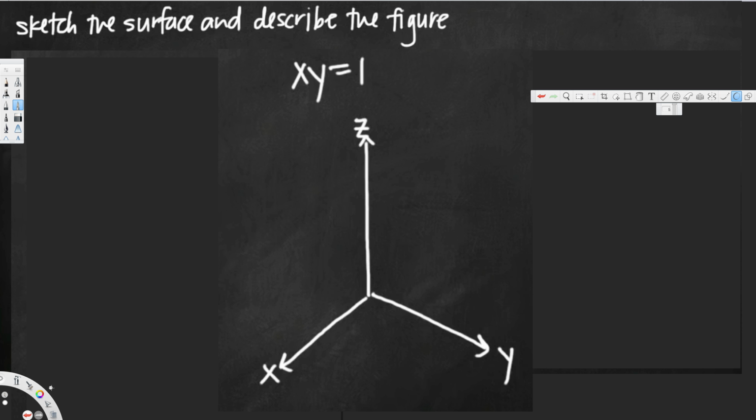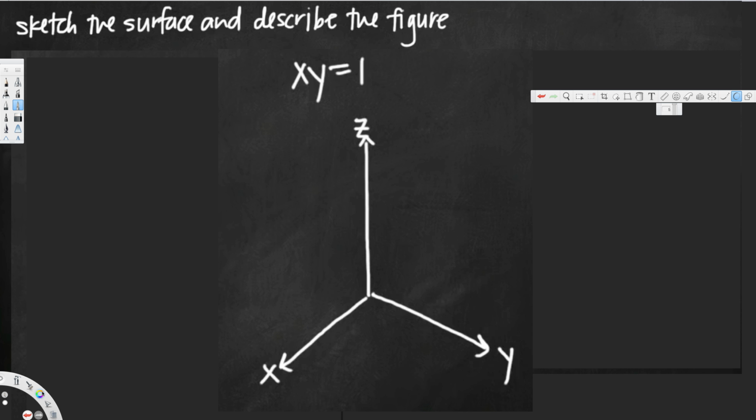What's going on, guys? In this video we are going to see how to sketch quadric surfaces. Here we have this equation, xy is equal to 1. If you notice, this is a positive one, and in order to have a positive value, x and y both have to be negative or both have to be positive. Only then can we get this value, right? From that we know that x and y must be both negative or both positive.